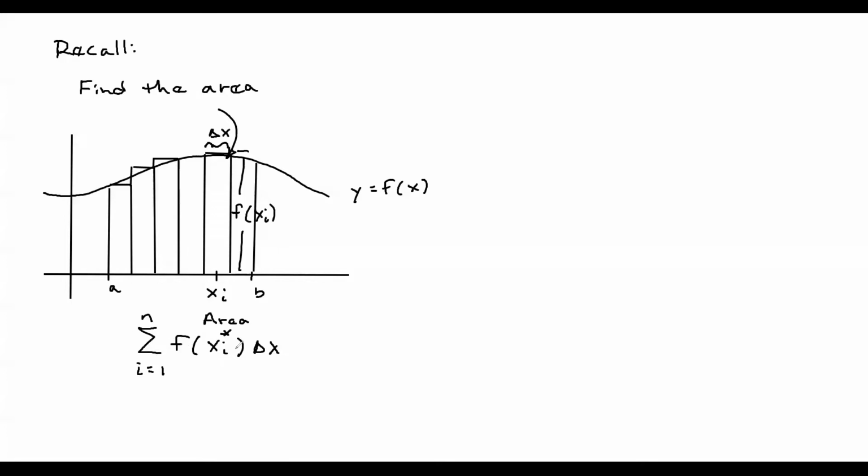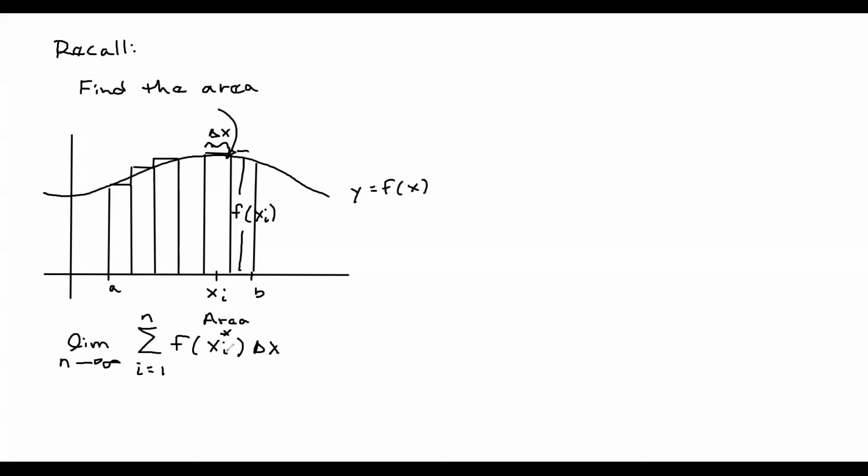And then the last thing that you cover in Calc 1 is that n gives an approximation. If we take the limit as n goes to infinity, then instead of having an approximation, we'll get the exact amount of area that's between the curve and the x-axis.